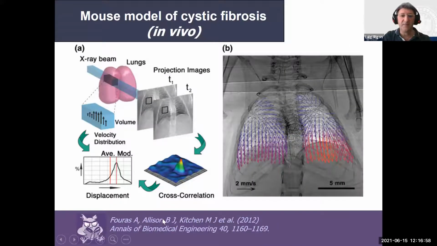The same group also does quantitative studies. Once you can track all the elements in the lungs, you can use this to make some post-processing. You can make velocity maps, study the velocity distribution, and obtain some quantitative data that can highlight maybe diseases like cystic fibrosis and so on.